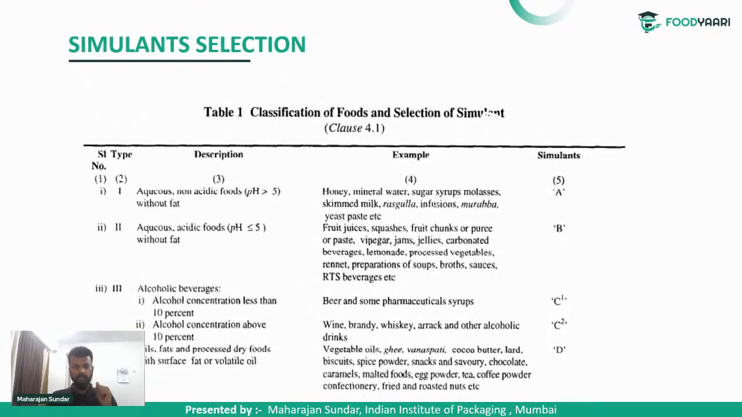The foods are classified as listed here: aqueous but non-acidic foods, which have pH greater than 5. Examples are given. For these products, simulant A should be used. Aqueous but acidic foods, whose pH is less than or equal to 5, simulant B should be used. Alcoholic beverages with alcohol percentage less than 10%, then C1 should be used. Alcohol concentration above 10%, simulant C2 should be used. Oils, fats, and oily items, simulant D should be used.